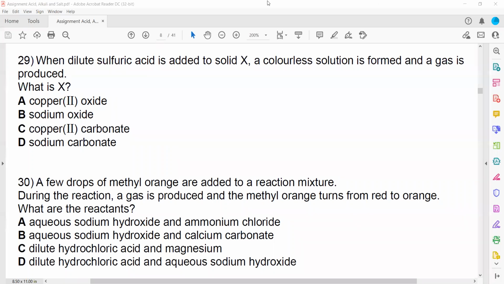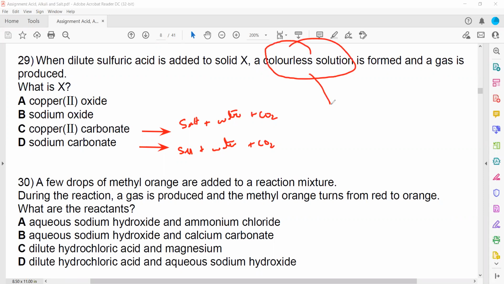Option C, because it is a carbonate, will give salt, water, and carbon dioxide. The salt solution will be there, plus water, plus carbon dioxide. Here as well, it will form salt, water, and carbon dioxide. But they mention it is a colorless solution.